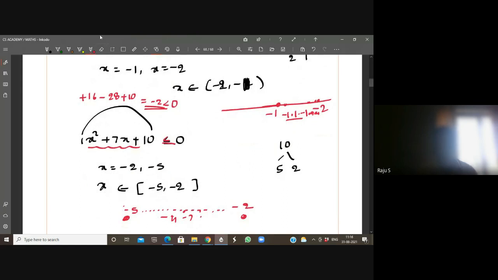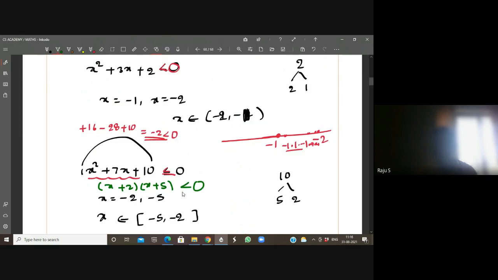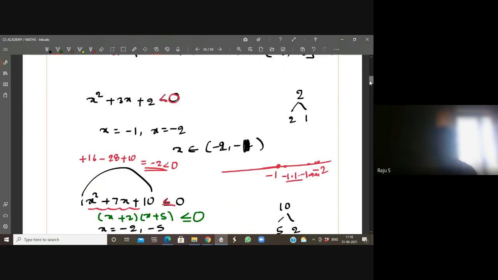So this we may also write as x plus 2 into x plus 5 lesser than or equal to 0. Here in the above example, we can also write x plus 1 into x plus 2 lesser than 0. So if in the inequality it is lesser than, always you should take open bracket. Lesser than or equal to, you should take closed bracket.